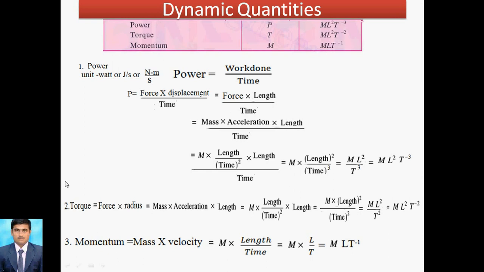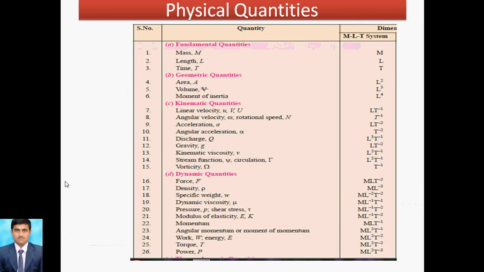So this is the formulation for the dimension analysis. Already we categorized the fundamental dimensions, then kinematic quantities, then dynamic quantities. So these are the data we collected here: fundamental quantities, geometric quantities, kinematic quantities, and dynamic quantities. This MLT format we require: for mass we write M, for length L, for time T.